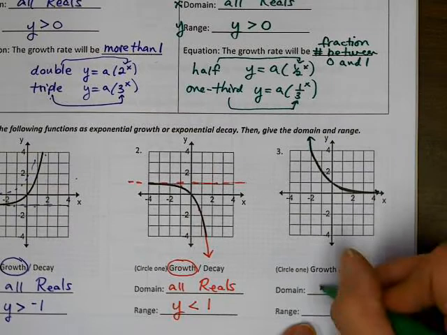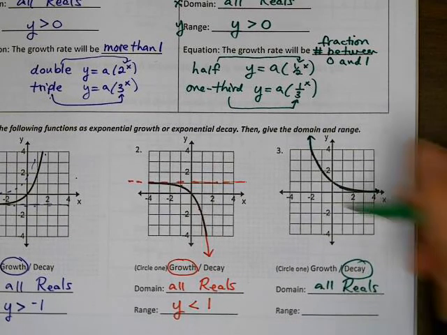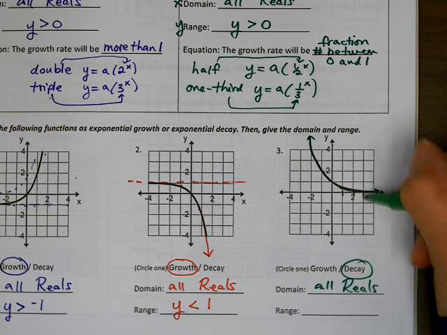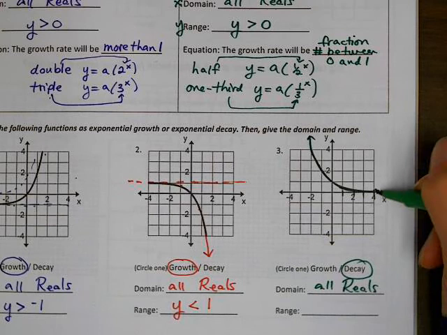Domain is all reals. All reals. You could do this all day long. Any x number after 1, 2, 3, 4 hours. You're never going to eat the whole thing, so keep going forever.